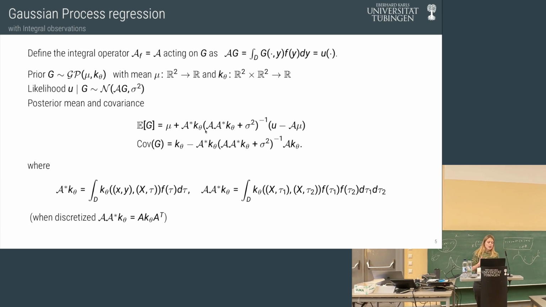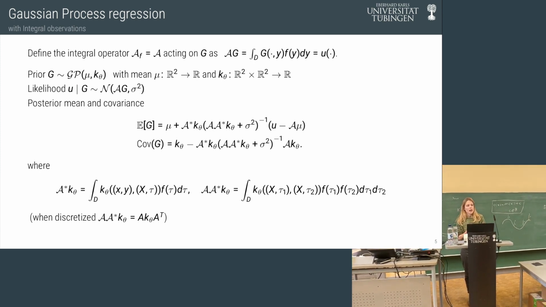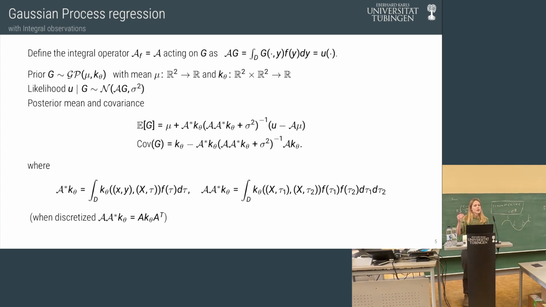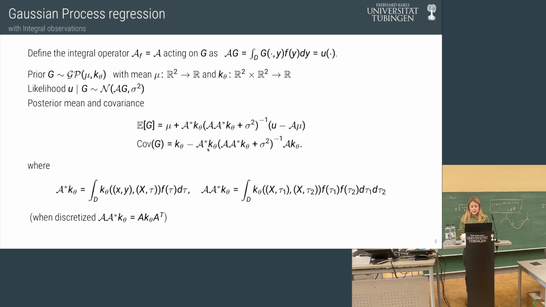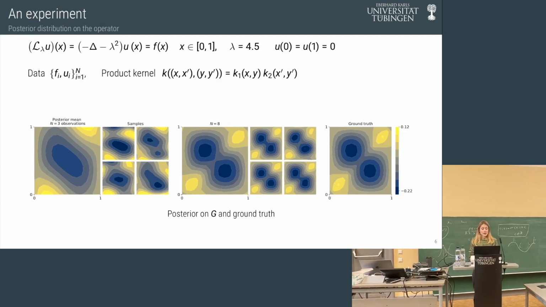Here there are two objects coming in that I'm kind of hiding behind the carpet: when I say that I observe functions, I actually observe them on a grid, and these are the grids that I use for computing these integrals. But in general, I can compute this mean and covariance and get my posterior on the Green function, and automatically then on the operator. I hope I'm getting you there.